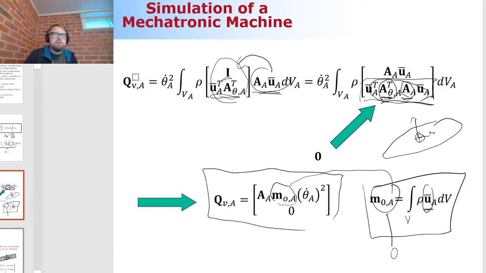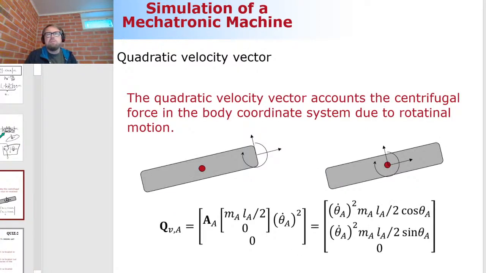Okay, so let's take a look how these components eventually read. So this is when I'm building everything together, when I take all the components into account, when I'm doing the integration for the beam-like body. So this is how they read. So this is my quadratic velocity vector.